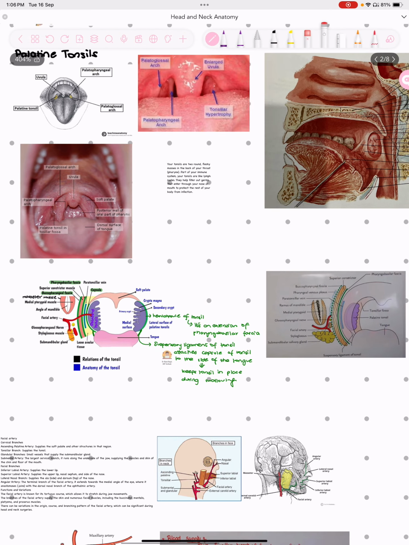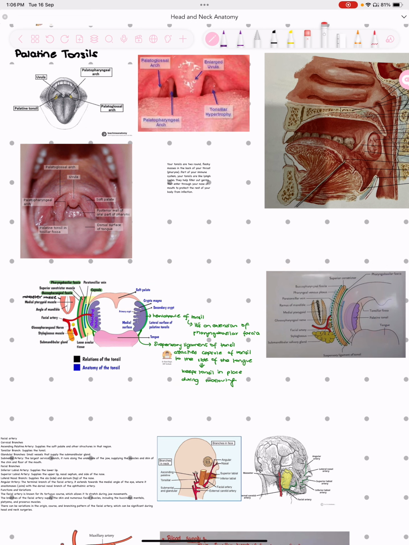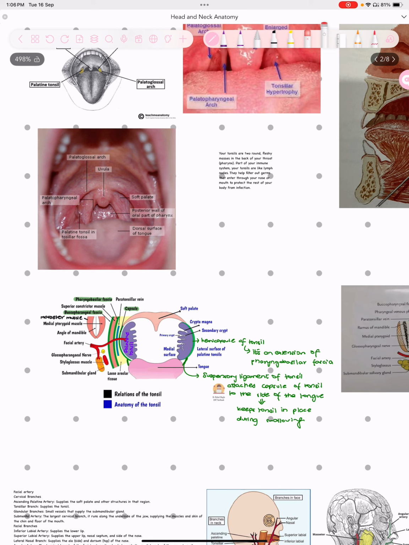Don't forget this image. It's a super important image. If you know this, you'll know everything. The borders, the surfaces, the poles. Did I talk about poles? Superiorly, you have the palate and inferiorly, you have the tongue. So basically, everything is covered if you memorize this diagram.